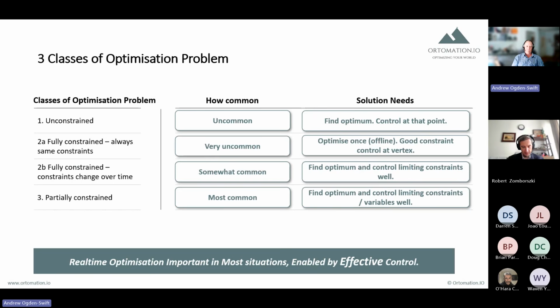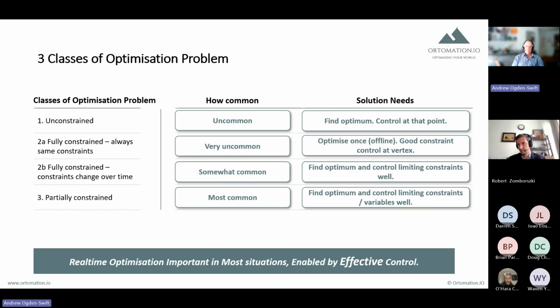We then have situations where the optimization is fully constrained, and that means that if you've got 5 things you have available to adjust, or 5 manipulated variables, 5 flows, pressures, temperatures, that the optimizer can adjust, you have 5 things that are limiting you.